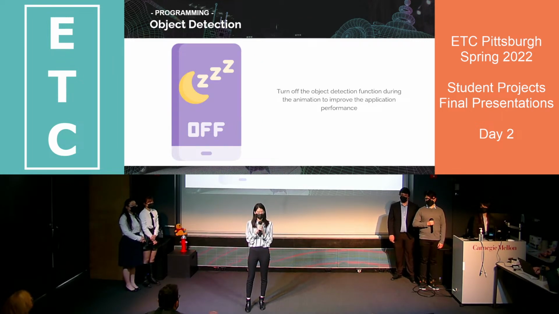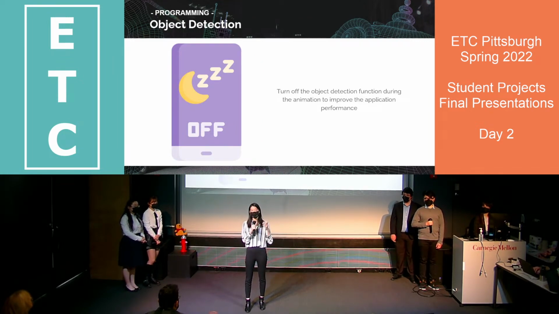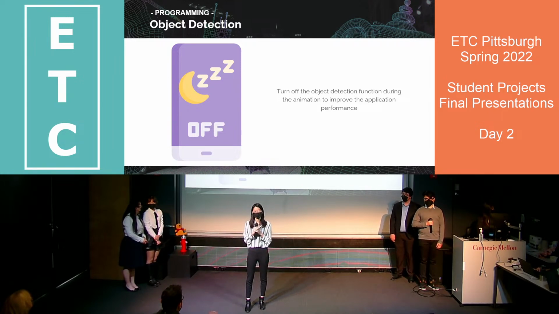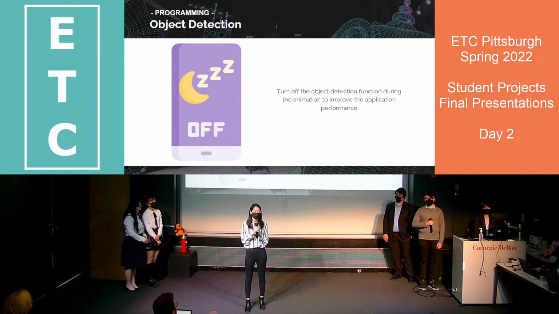Furthermore, the original version of Snobbug was doing the object detection function constantly, but it is actually redundant when the animation is already triggered. Therefore, we opted to turn this function off during the experience so that the overall performance of the application can be improved.